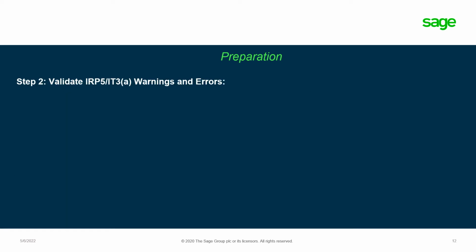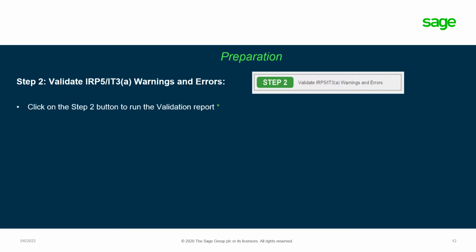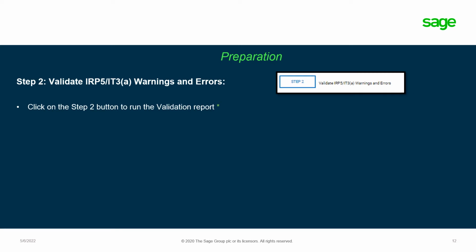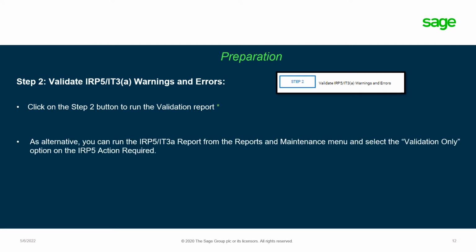Step 2. Validate IRP5, IT3A, warnings and errors. Click on the Step 2 button to run the validation report. This report will print all validation warnings and errors, and on the last page guidelines on how these errors and fields can be corrected. We have a dedicated year-end center that can assist with the validation errors, but it will be discussed later in this session.